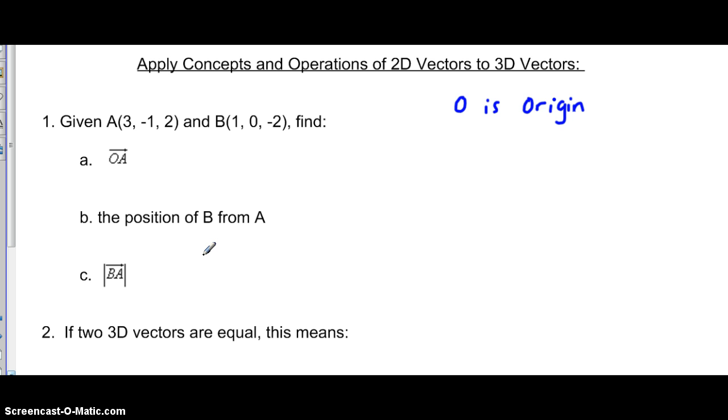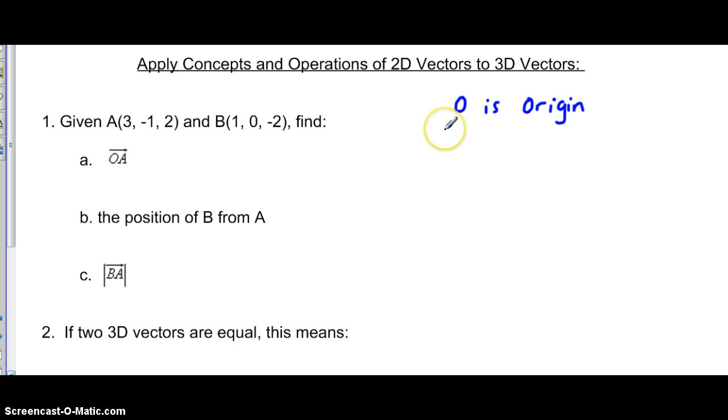So for this first one, I'll do as many as I can in 3 or 4 minutes, and then you try the problems and watch the part you need help with in the second video. We'll be working on IB problems in class. So let's go ahead and start with problem 1. We have the position of point A and then point B, and they want us to find vector OA.